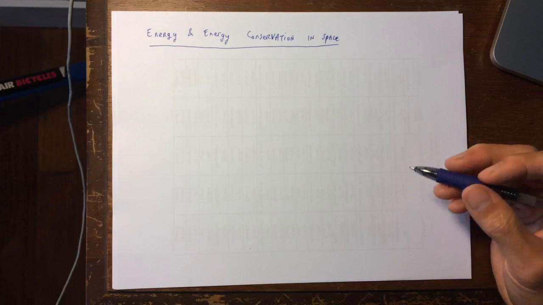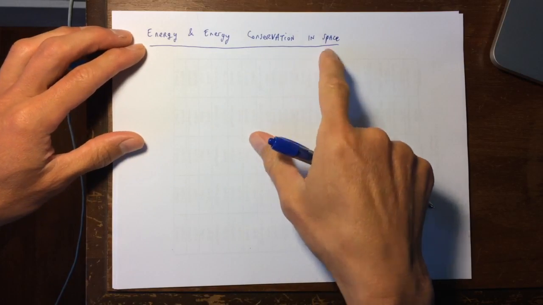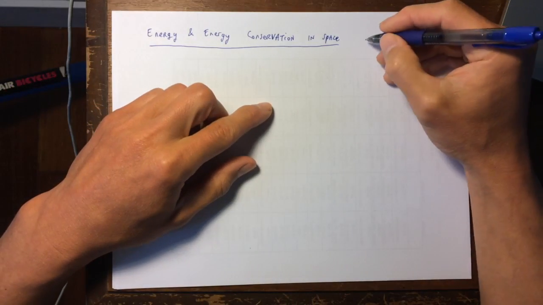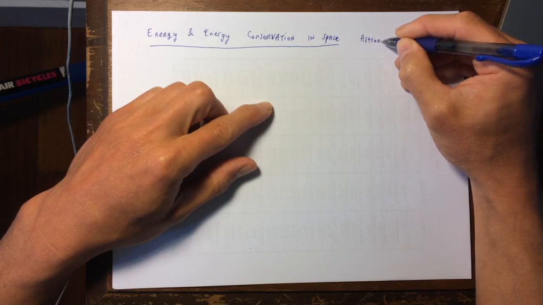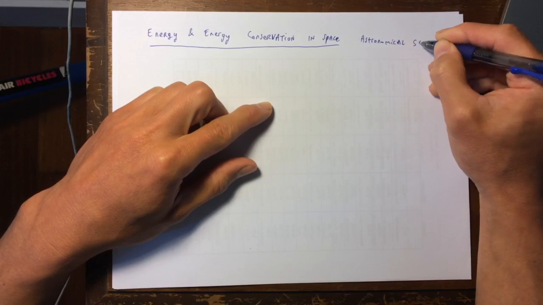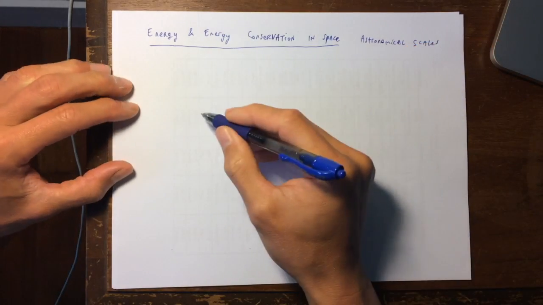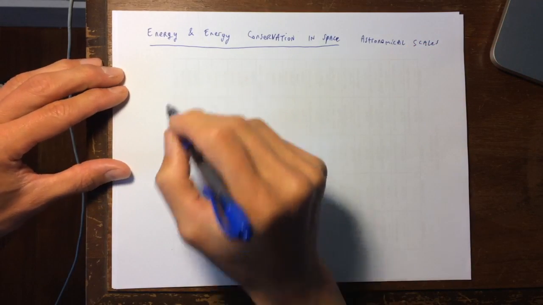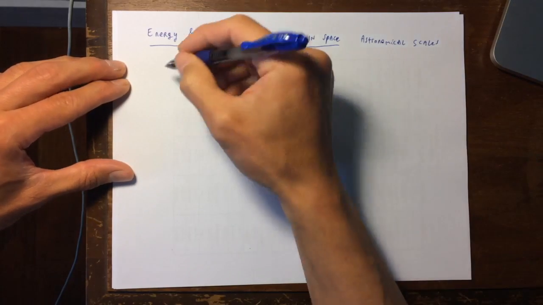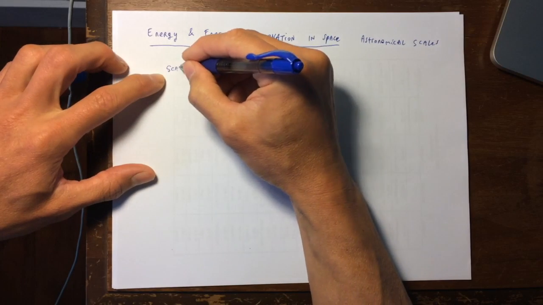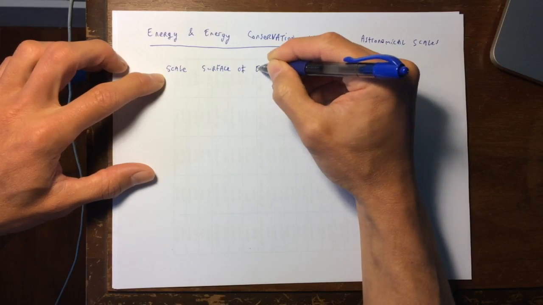So in this little group of videos, I want to explore energy and energy conservation in space, especially for astronomical scales. Let me remind you of what you probably have already seen at smaller scales than astronomical scales. This is the scale of the surface of Earth.